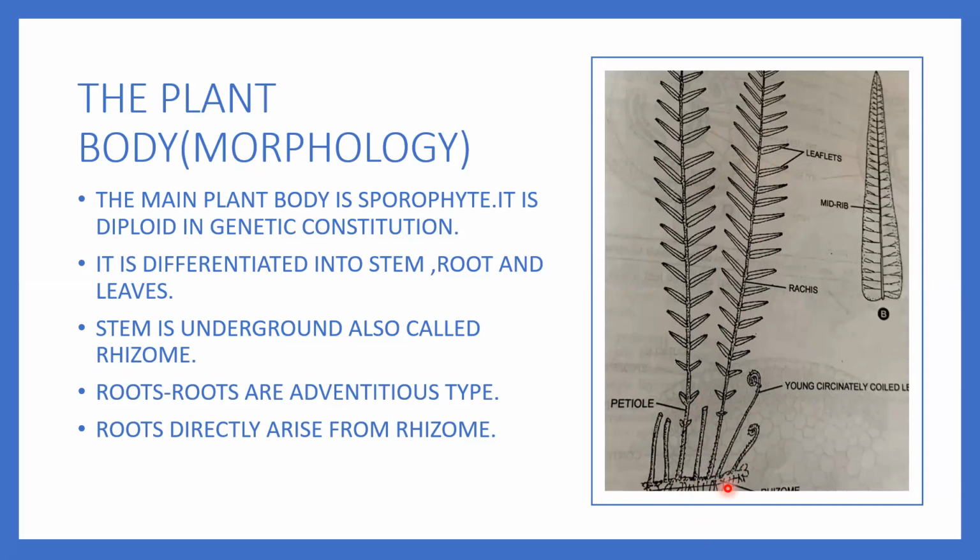These roots arise directly from the rhizome or directly from the stem, so they are called an adventitious root system. And its leaf is coiled in the young condition like the spring of a watch. So this is a circinately coiled leaf in young condition. Now, mature leaves are big in size, so macrophyllous condition. We can see the shape of the leaf. This is quite big, and this is spindle shaped also. These are the pinnae which are arising from this rachis part.